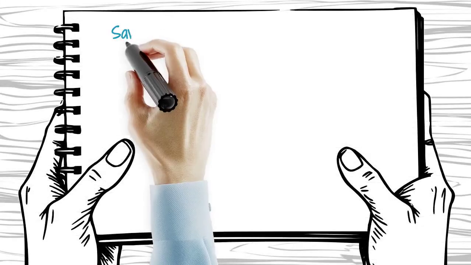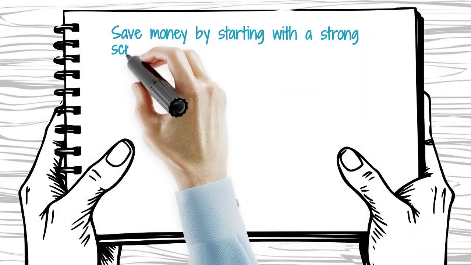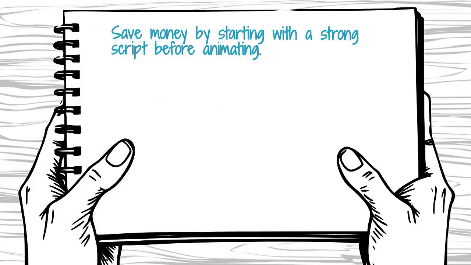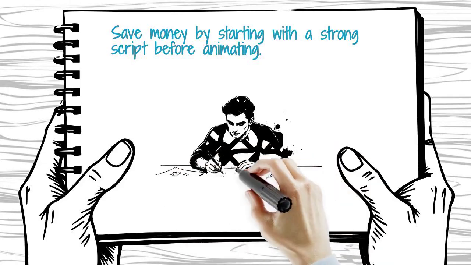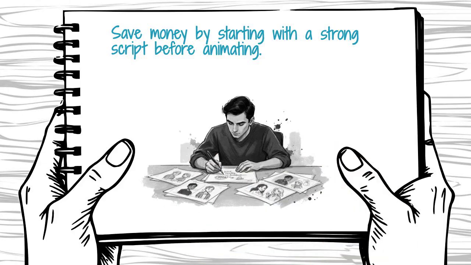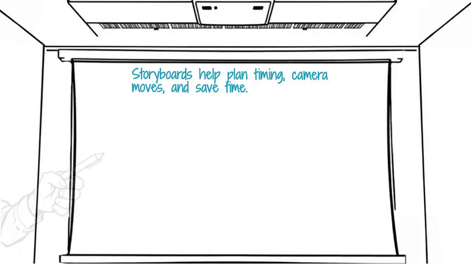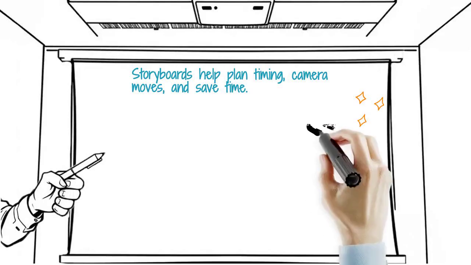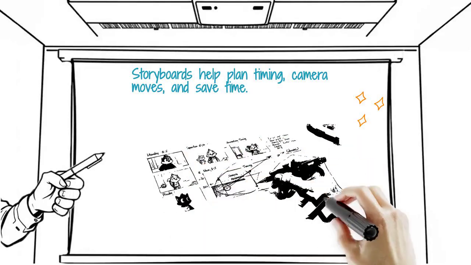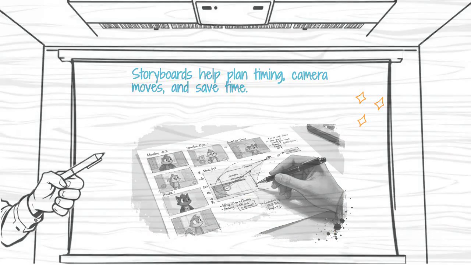To save money, work from a script first. A strong script keeps your animation focused and prevents wasted time. After that, make a simple storyboard or rough sketch of each scene. This helps you plan timing, camera moves, and transitions before you spend hours animating details. Good planning can save more money than any software choice.